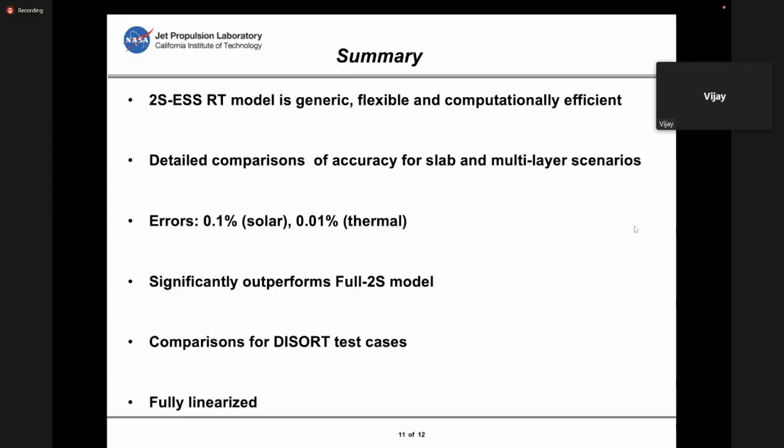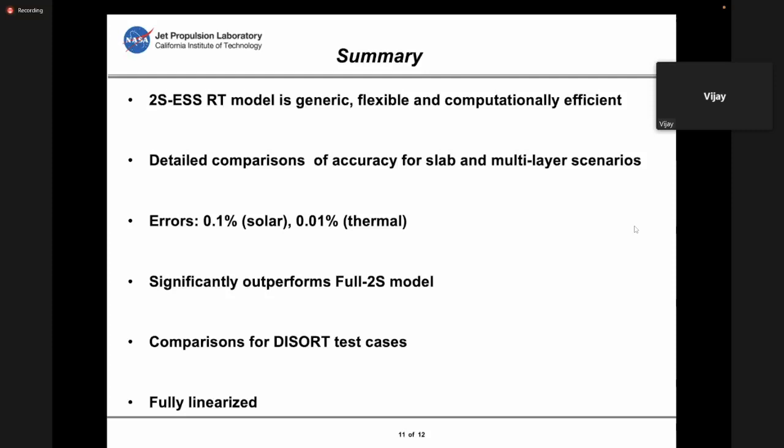So just to quickly summarize, the 2S-ESS model is a generic, flexible, and computationally efficient RT model for vertically inhomogeneous media that accounts for spherical geometry effects. We have performed detailed comparisons of the accuracy for both slab and multi-layer scenarios. The errors are really low. This model significantly outperforms the full 2S model. I didn't have time to show it here, but we've actually made comparisons against the test cases that come with the popular DISORT code. And more importantly, the code is fully linearized.